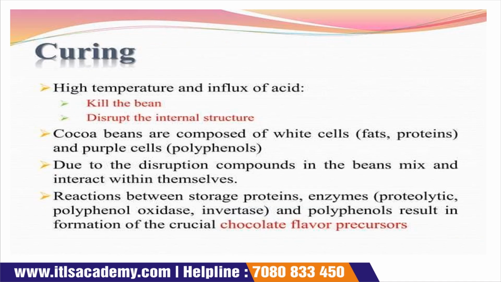Curing is done at a high temperature and it influences the acid. Okay, either it kills the beans or disrupts the internal structure. Cocoa beans are composed of two types of cell. One is white cells and the other is purple cells. Okay, suppose this is your cocoa bean.